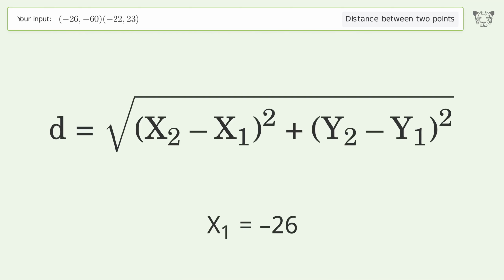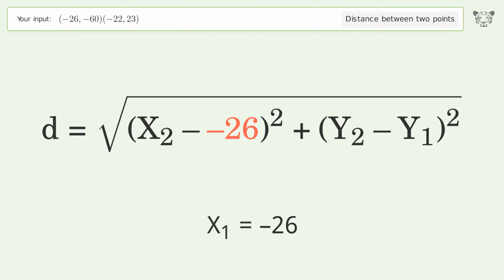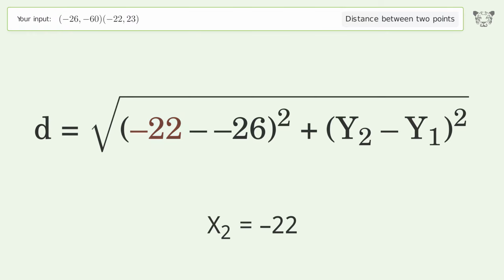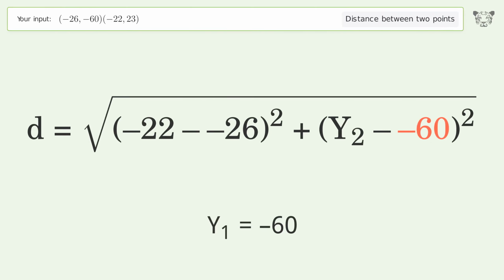x1 equals -26. x2 equals -22. y1 equals -60. y2 equals 23.